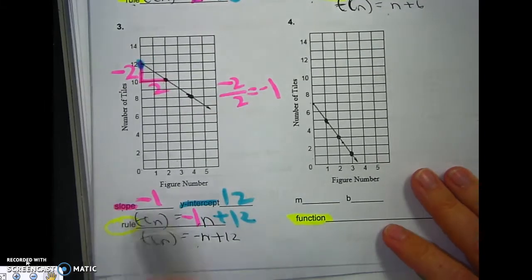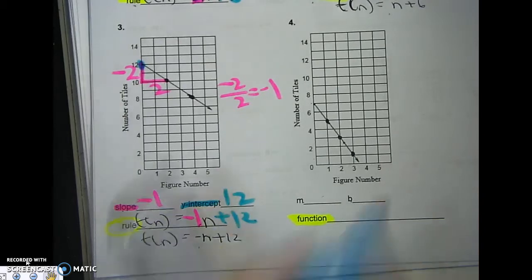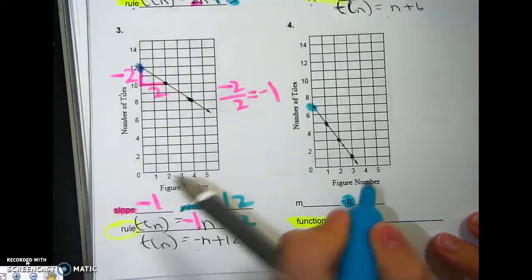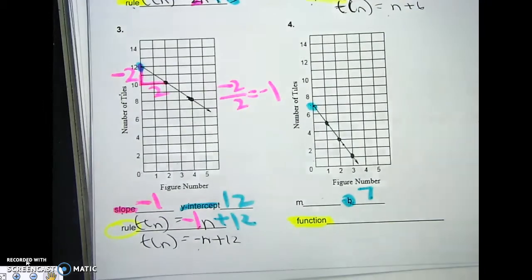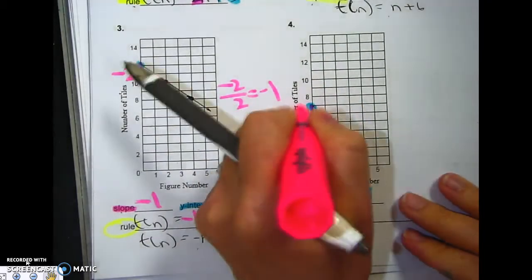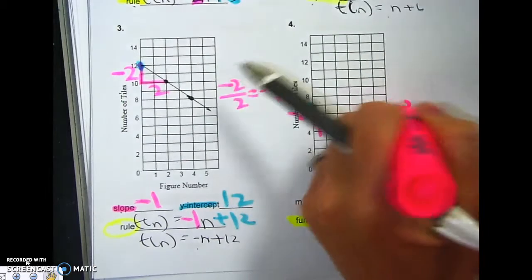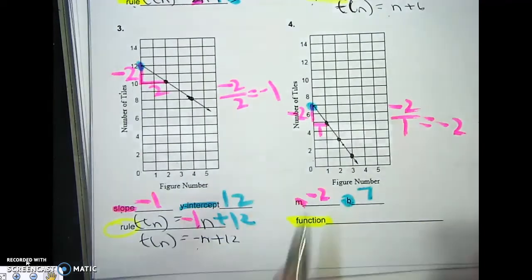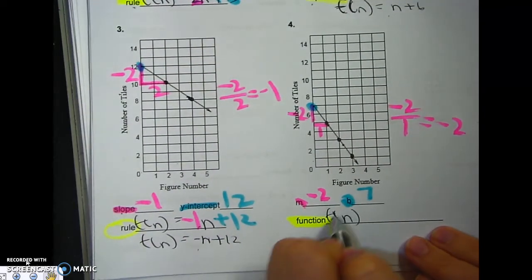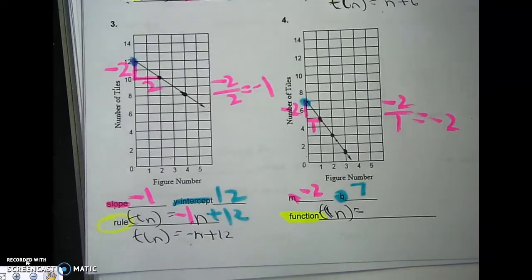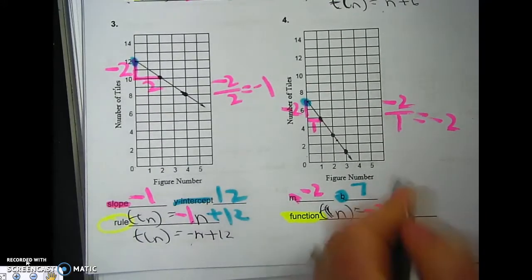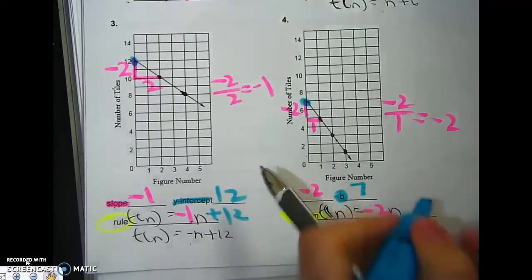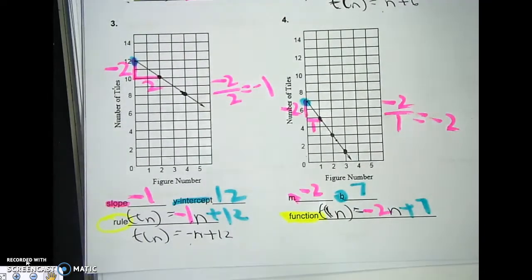Now notice instead of saying slope and y-intercept, I say m and b. Well, my b stands for beginning. That's my start. I'm going to go down and right. Down 2, right 1. Negative 2 over 1 is negative 2. Now I write my function, still talking about tiles. T of n equals negative 2n plus 7. Okay? So, now that we know that, and we've done everything tiles, let's step it up a notch.